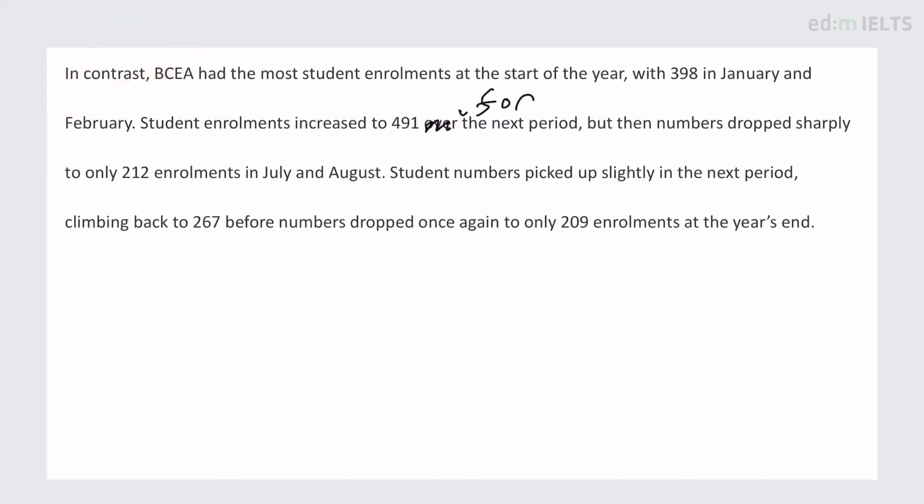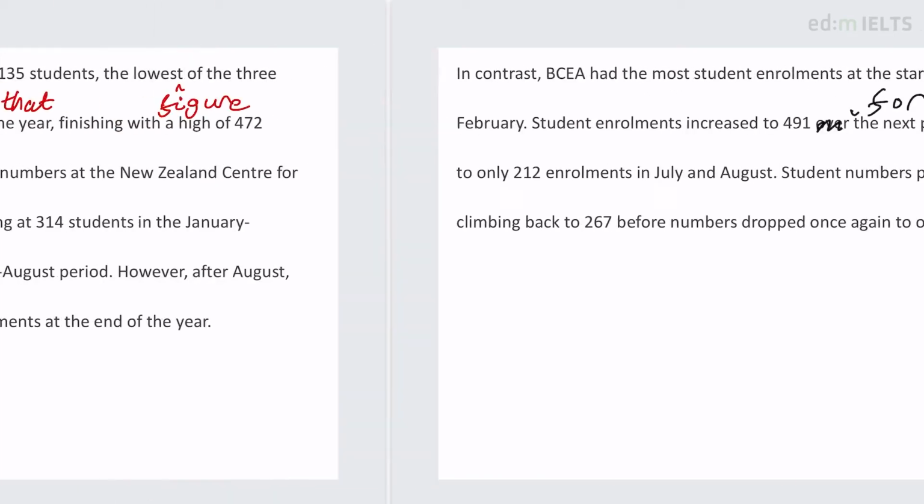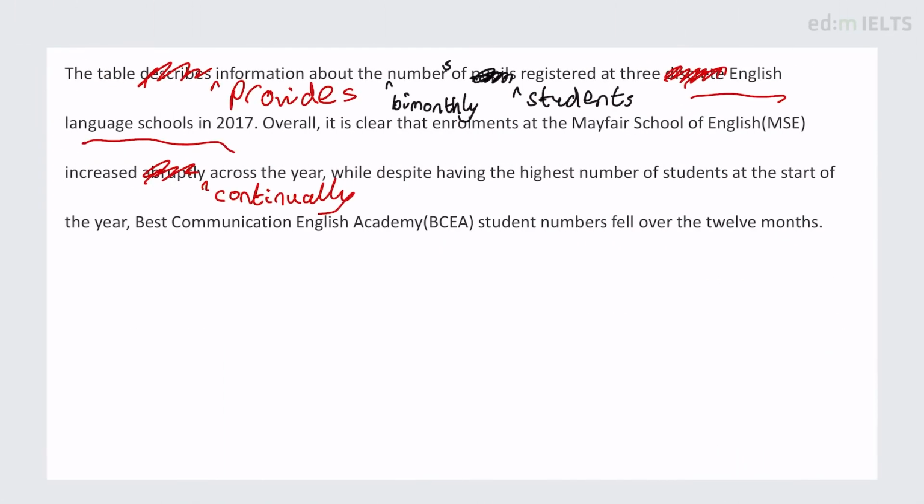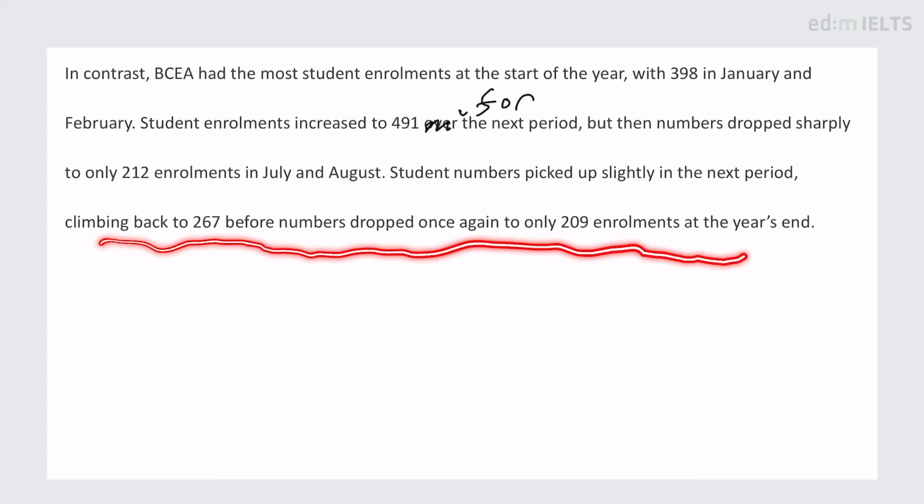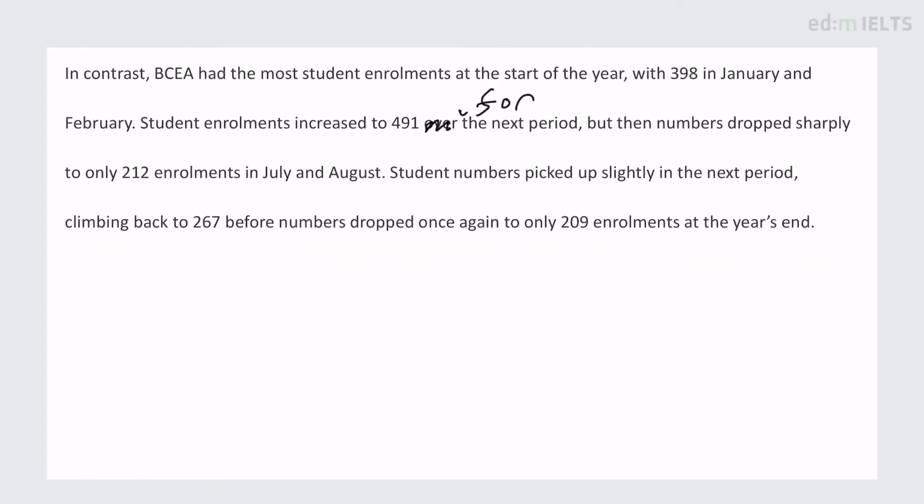So the student who wrote this essay has clearly thought about the way to organize the writing, and to structure it in a way that they can talk about the whole thing in a relatively small number of words in a concise way. Student numbers picked up slightly in the next period, climbing back to 267 before numbers dropped once again to only 209 enrollments at the year's end. So again, very good.